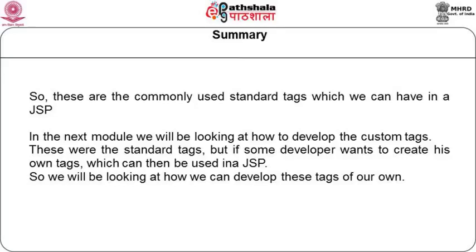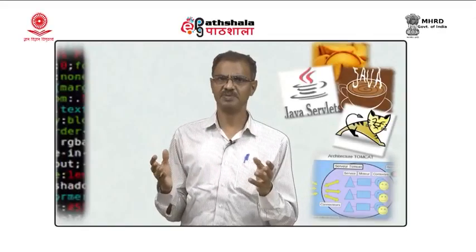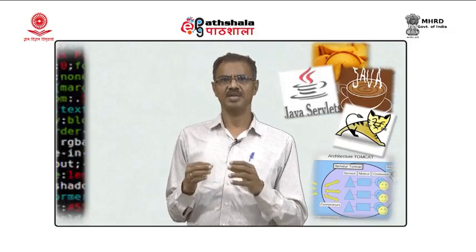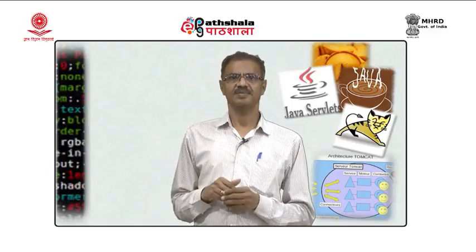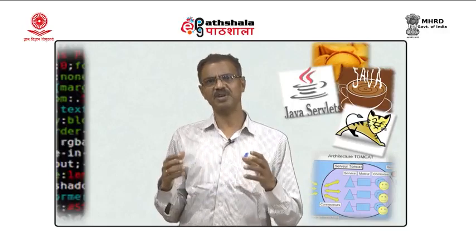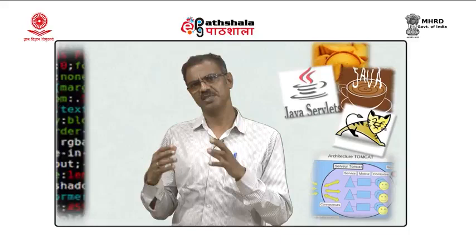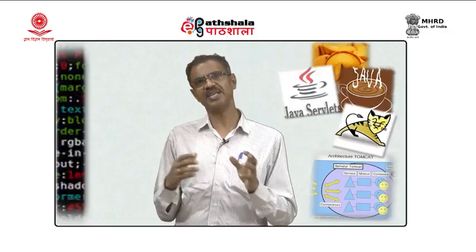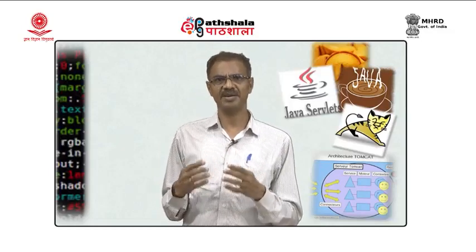So, let us summarize. So far what we have seen are the commonly used standard tags which we can use in a JSP, fine. In the next module, we will be looking at how to develop custom tags. These were the standard tags, but if some developer wants to create his own tags which can be included in a JSP, we have an option of someone being able to create his own tags, fine. So, in the next module, we will be looking at how we can develop these tags of our own.